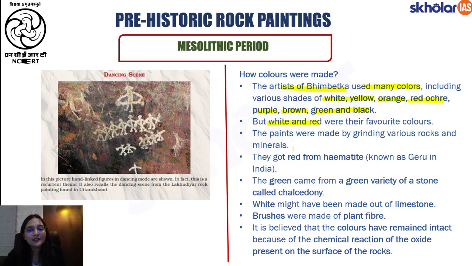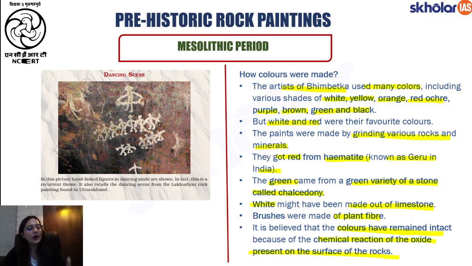Now, the paints, as I've just told you, are made from grinding various rocks and minerals, wherein the red color is obtained from a stone known as hematite, also known as Geru in India. Apart from this, the green color came from a green variety of stones such as chalcedony. Also, white might have been made out of limestone. Now, the brushes which were used to paint these colors onto the caves were made out of plant fiber, and herein an important point to note is that these colors have remained intact over all these years, and the reason behind this is that there was a chemical reaction of the oxides that were present on the surface of the rock.